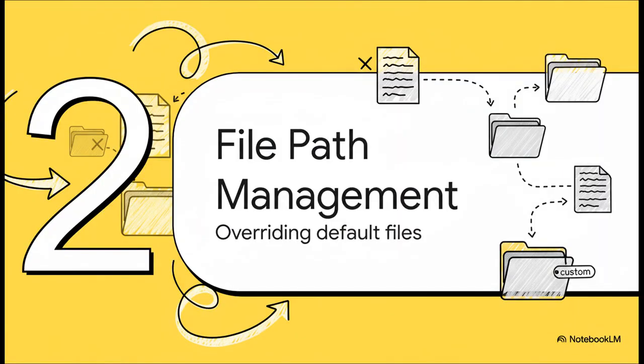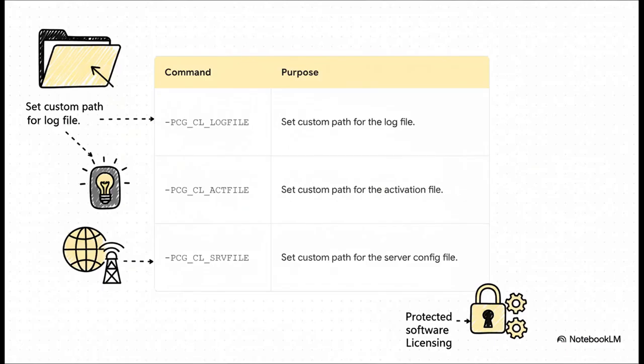Next up, let's talk about managing your file paths. These commands give you the flexibility to tell the application exactly where to find or create its essential files, completely overriding any of the default locations. So you've got three main override commands here, one for the log file, one for the activation file, and one for the server config file. This is incredibly useful in environments where you have really strict folder permissions, or maybe you just want to centralize all your data, like sending all the logs to one specific monitoring directory.